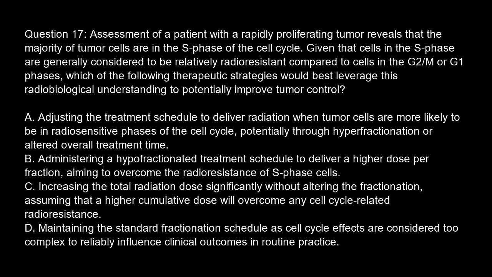S-phase cells. Option C, increasing the total radiation dose significantly without altering the fractionation, assuming that a higher cumulative dose will overcome any cell cycle-related radioresistance. Option D, maintaining the standard fractionation schedule, as cell cycle effects are considered too complex to reliably influence clinical outcomes in routine practice.